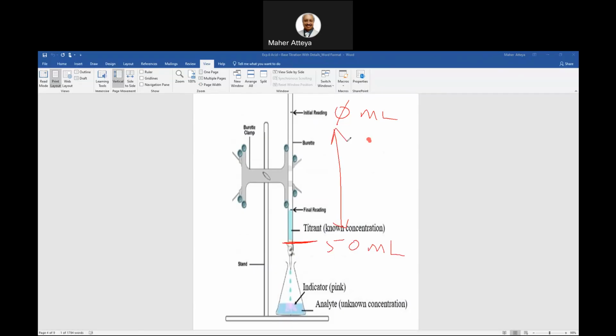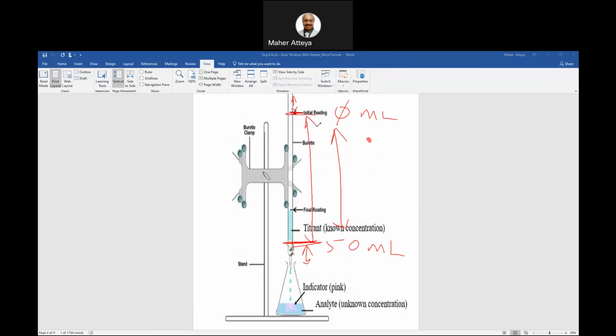That's a wrong reading. This part here is called dead volume. We don't know it, it's not calibrated. The burettes are calibrated just from 0 to 50. That's what the calibration is. Above 0, we don't know, it's dead volume. Below 50, we don't know, it's dead volume.